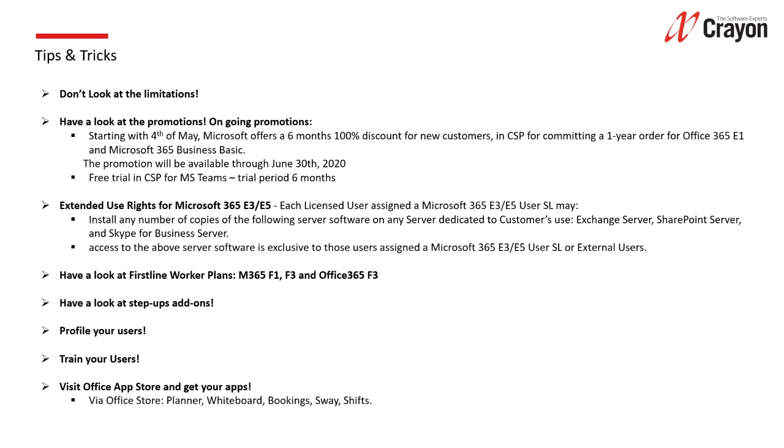The fourth is to have a close look at first-line worker plans, meaning Microsoft 365 F3, F1, and Office 365 F3. Why? Because these productivity tools can offer you big advantages. They can include EMS, Office 365, and some Windows 10 at very advantageous prices. That can be used in companies.